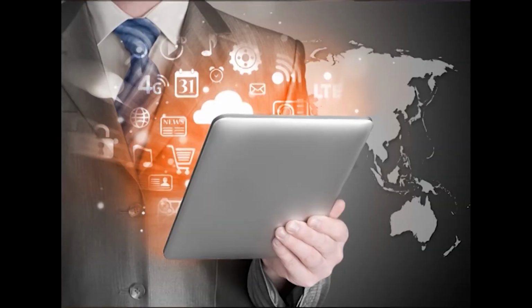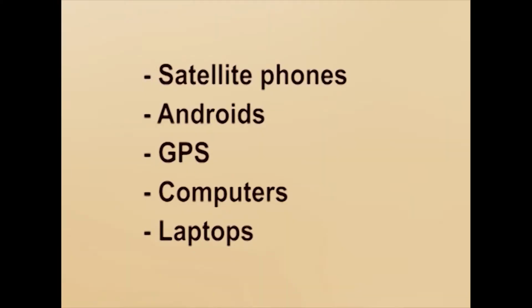In this globalized and digitalized world, criminals are also experts in information technology. They are using different modern technologies for committing crime. Now, criminals are equipped with modern gadgets like satellite phones, Androids, GPS, computers and laptops. For tracing and catching the suspect, and for dealing with trained criminals and terrorists, officers need the best training.